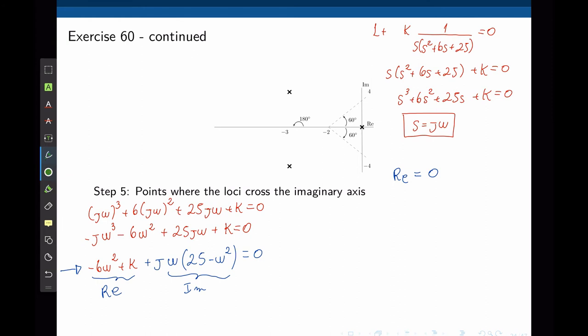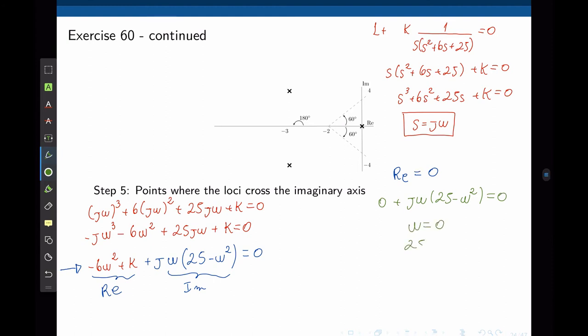poles there. If the real part is 0, our original expression now simplifies to 0 plus j omega times (25 minus omega to the power of 2) equals 0. And the solutions to this expression are simply omega equals 0 and 25 minus omega squared equals 0, which gives omega equals plus minus 5j. These are the points on the imaginary axis where the root locus passes through.